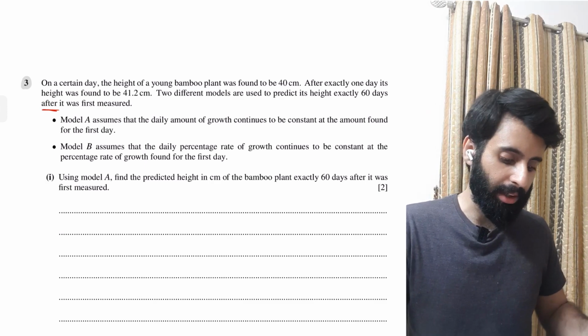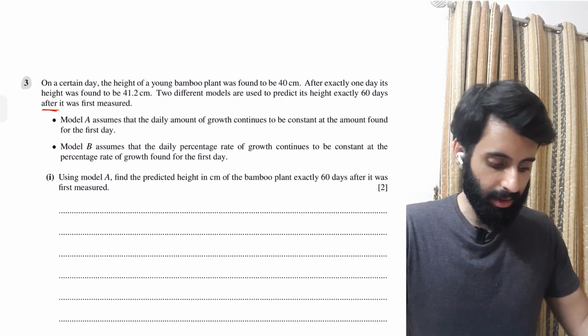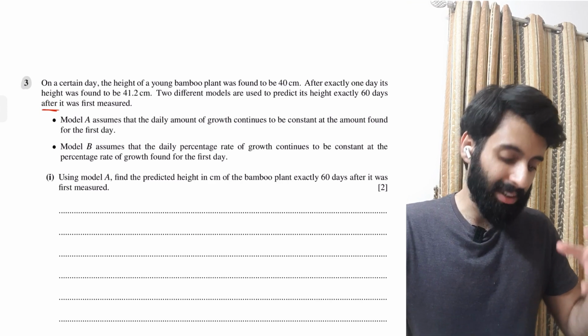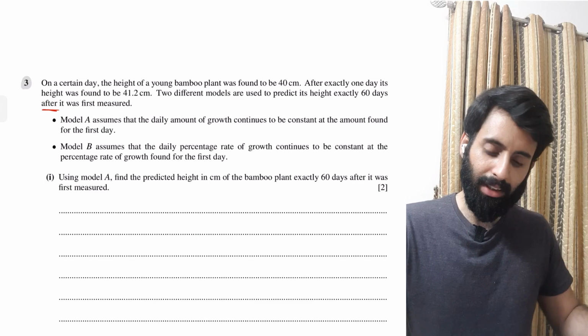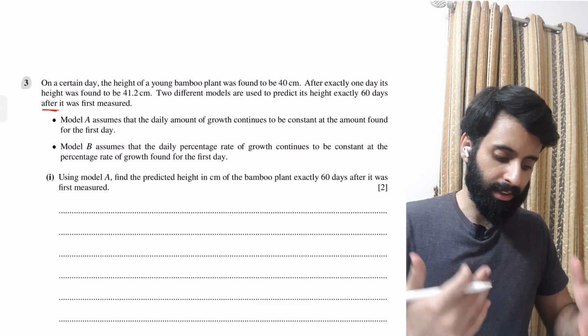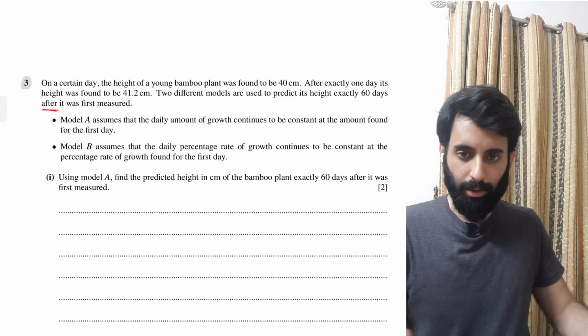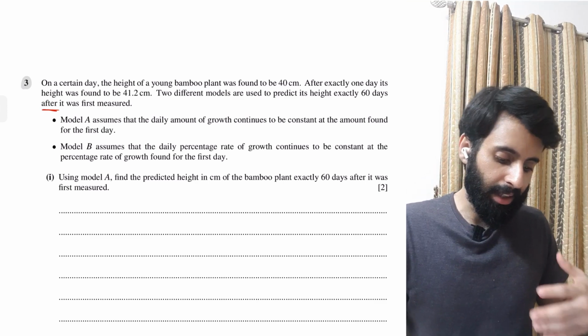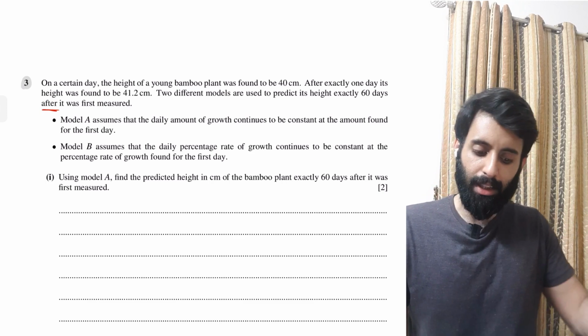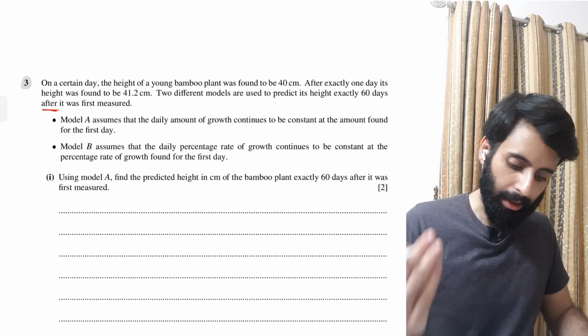Why? Because Model A assumes that the amount of growth is constant, okay? Model A assumes the growth to be constant as it was found the first day, okay? So if it grew 1 centimeter the first day, according to Model A, that's how much it's going to grow every other day. Model B says that if it grew, let's say like 10%, then that's how much it's going to grow the next day also, okay?